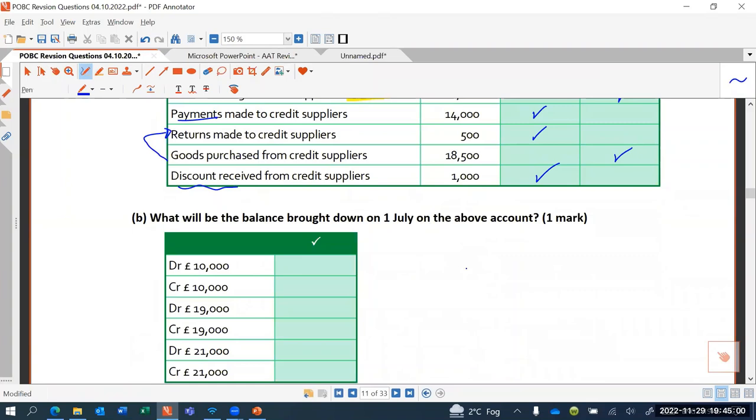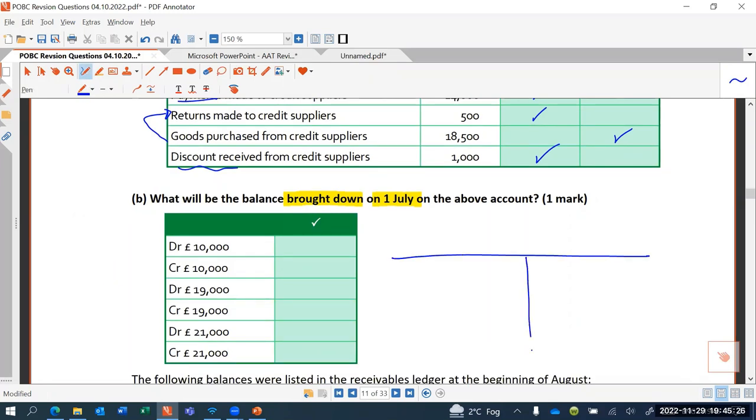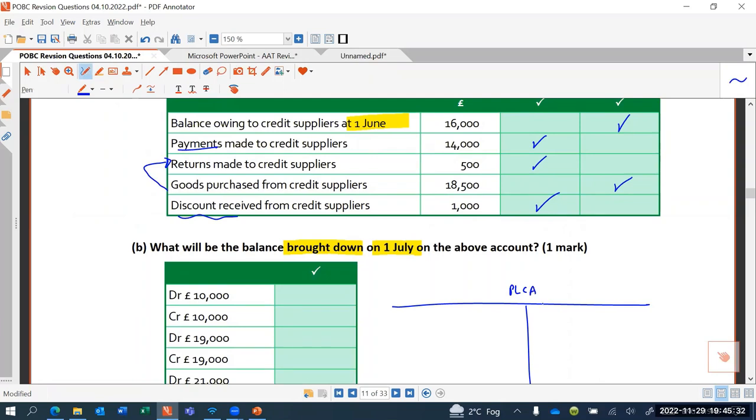The next question says then, what will be the balance brought down on the 1st of July on the above account? The brought down is crucial. On the 1st of July is crucial, because the brought down and the carried down are going to be the same figure. It's just that one is a debit and one is a credit. So it's very, very important that I get that right. So what I would probably do, it might take an extra minute, but I think I'd do it anyway, is probably sketch the account. So balance owing 1st of June, we said it was a credit. So I'm going to say balance brought down on the 1st of June was 16,000.